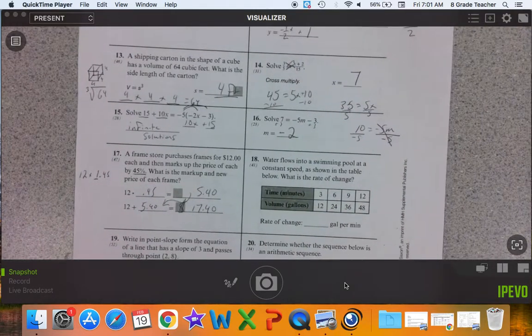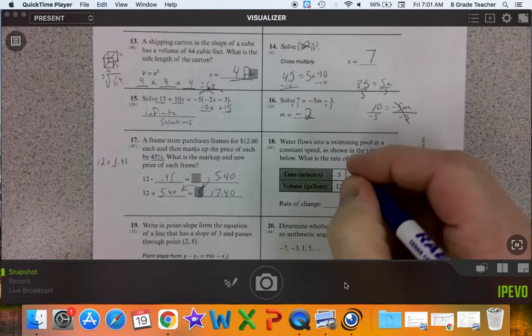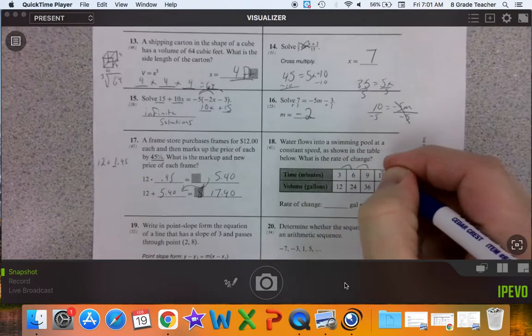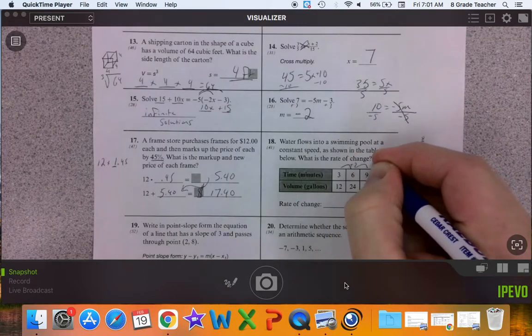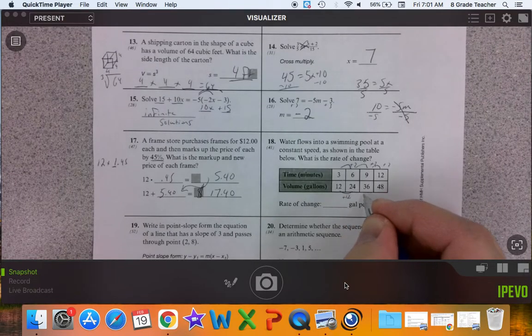Number 18. Water flows into a swimming pool at a constant speed as shown in the table below. What is the rate of change? You're saying, well, how much does it go up here? How much does it go up here? How much does it go up here? It looks like it's going up 3, up 3, up 3 every time. And here it goes from 12 to 24, up 12, up 12, and up 12.